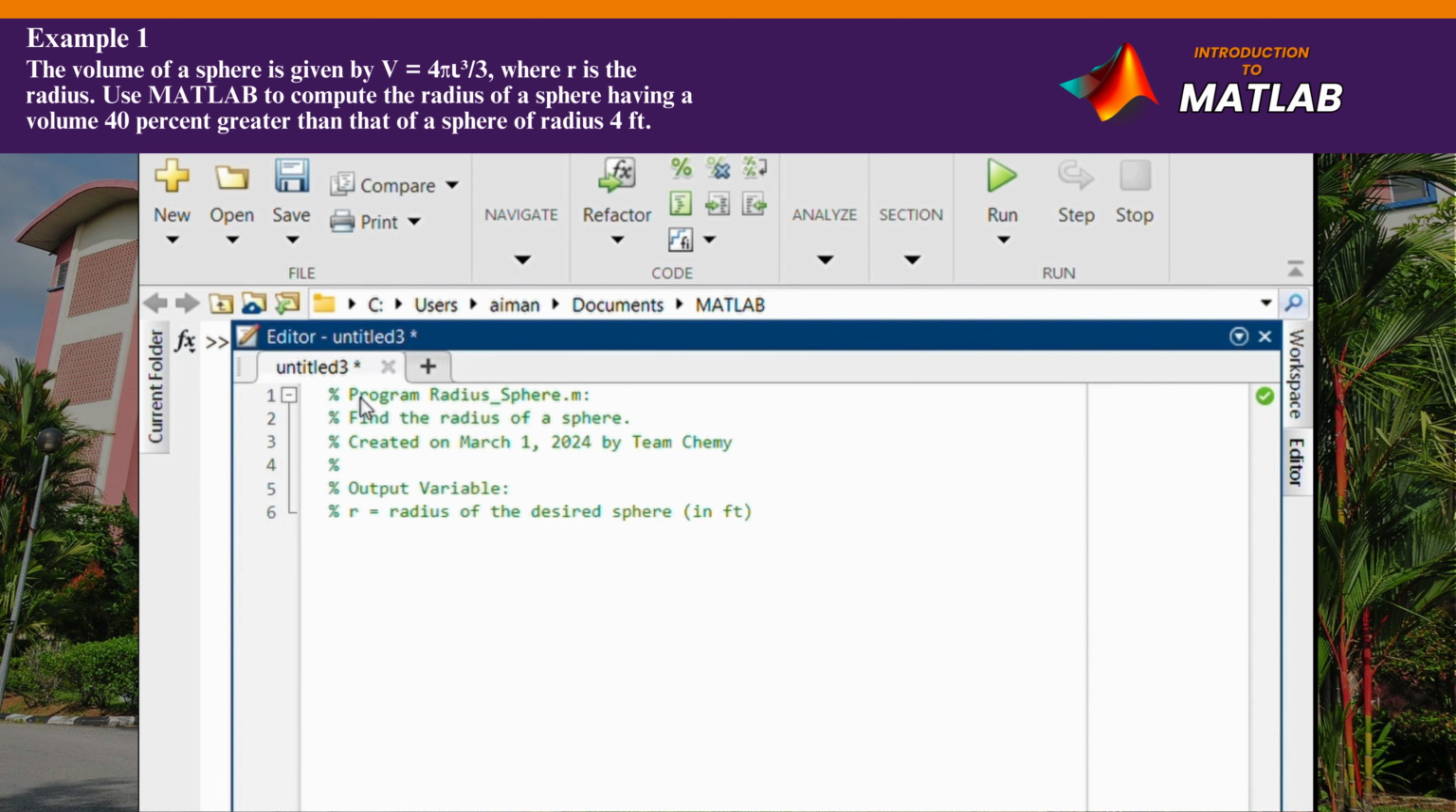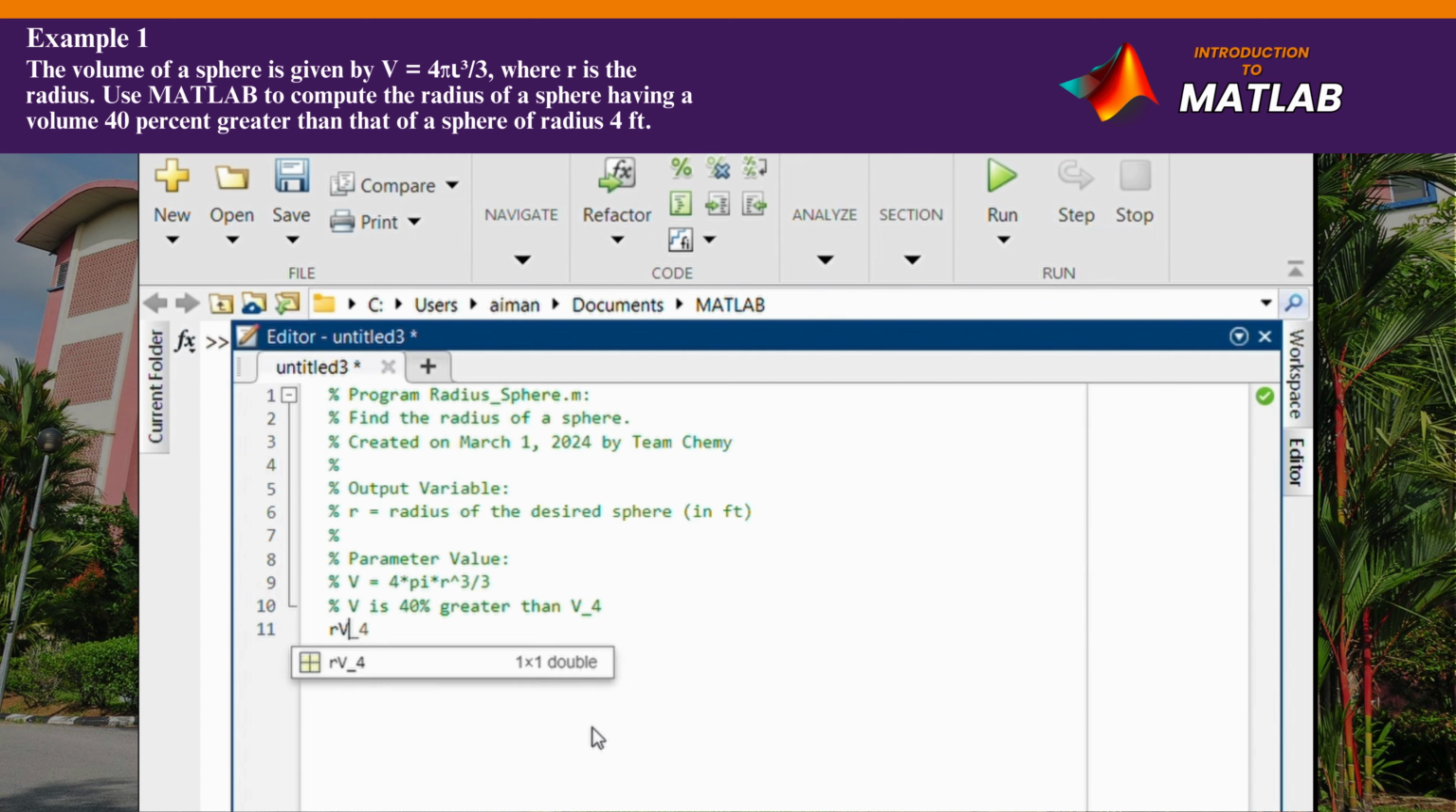Now we type the parameters given in the question. As stated above, the sphere volume formula is V equals 4 pi r to the power of 3 divided by 3. And this sphere volume is 40% greater than that of a sphere that has a radius of 4 feet, so we name it as V_4 to differentiate between the sphere volume that we want. As given, the radius of this V_4 sphere is 4 feet, so we put it like this.